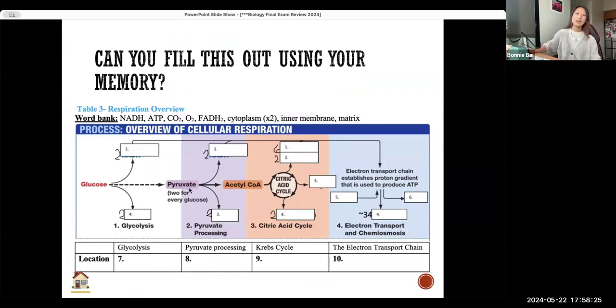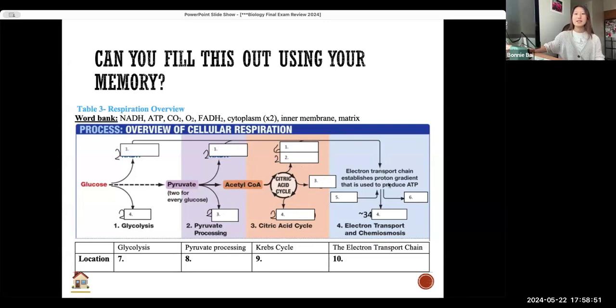Then we have pyruvate, 2 for every glucose, it says. Pyruvate making acetyl-CoA, a 2 carbon molecule, is going to make some CO2 along the way and some more NADH going to the electron transport chain. Then we have the citric acid cycle or the Krebs cycle, making CO2, ATP, and NADH and FADH2. And all those electron carriers are going to go to the electron transport chain.